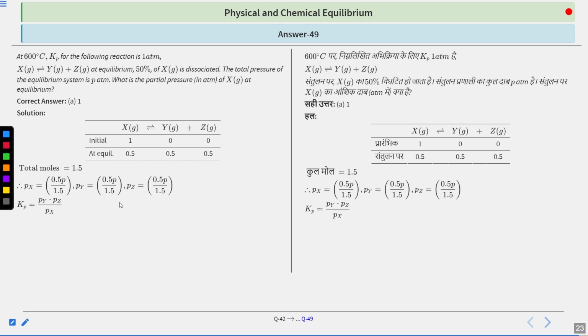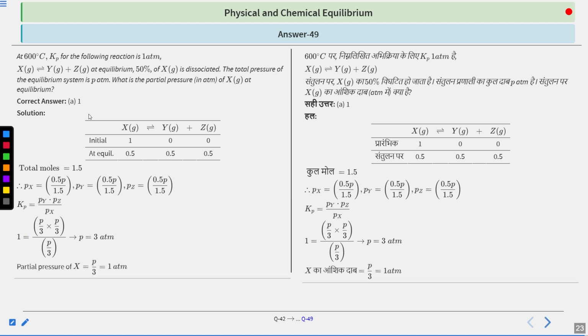Now moving on to the Kp, that is pressure of Y times pressure of Z divided by pressure of X. If you put all these values, then Kp is 1, okay? P by 3 into P by 3 for the pressures of Y and Z, divided by P by 3, that is the pressure of X. Now if you solve it further, it will give you P value as 3 atm. Now partial pressure of X is equal to P by 3, which is equal to 1 atm.